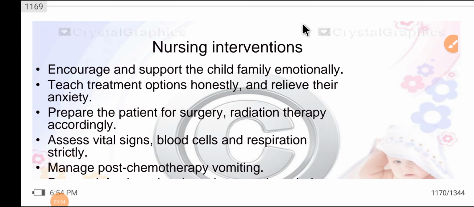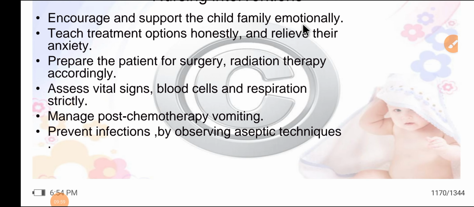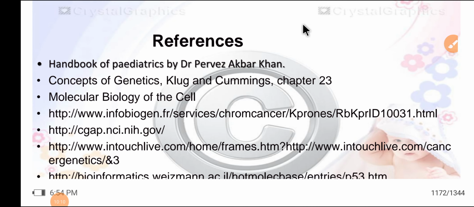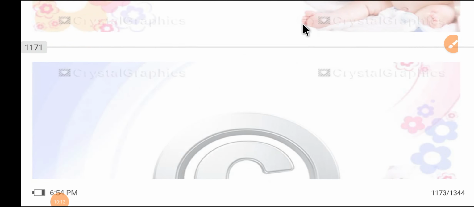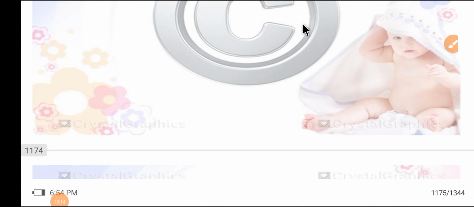Assess vital signs, blood cells, and respiration strictly. Manage post-chemotherapy vomiting, prevent infections by observing aseptic techniques. Preferences, concepts of genetics. This was all about this.